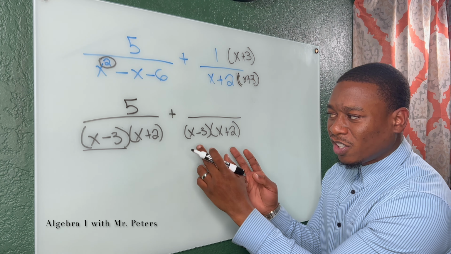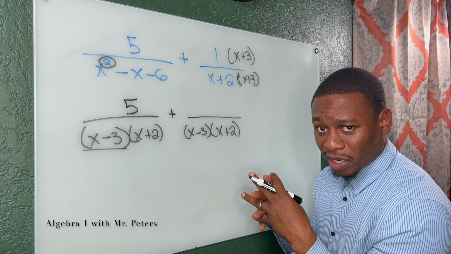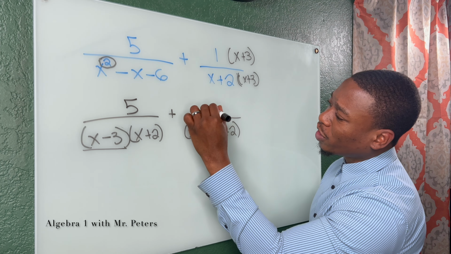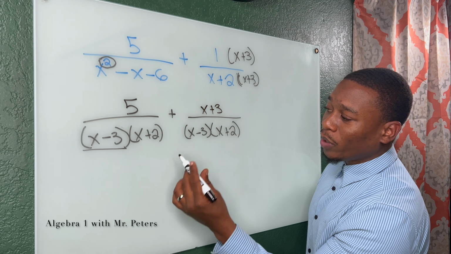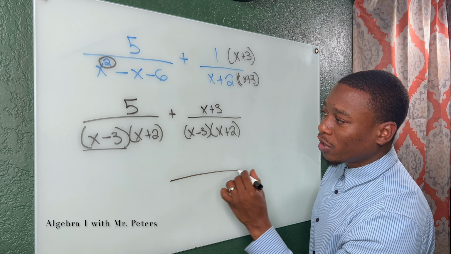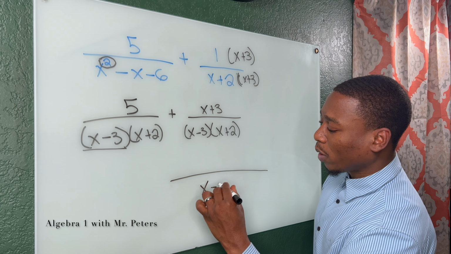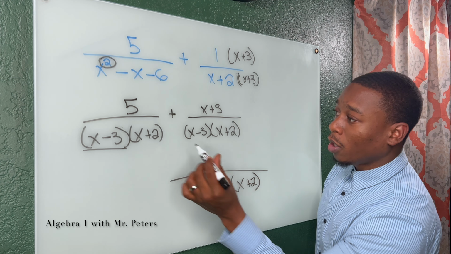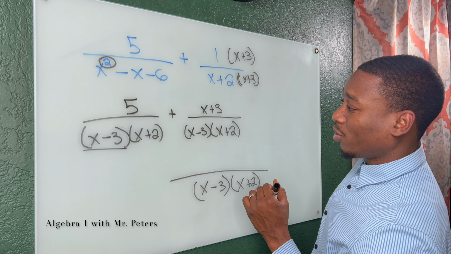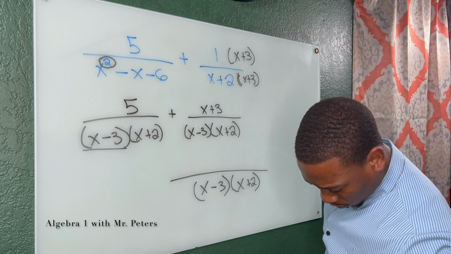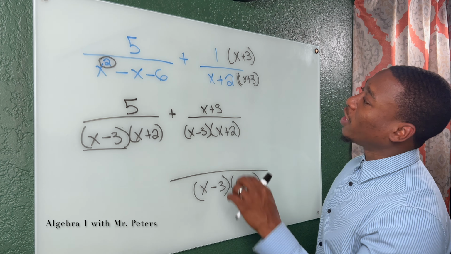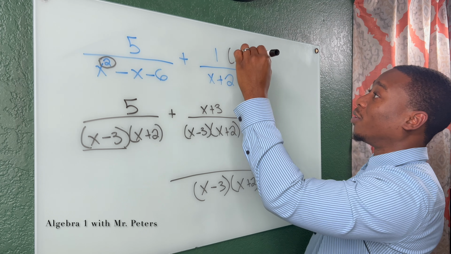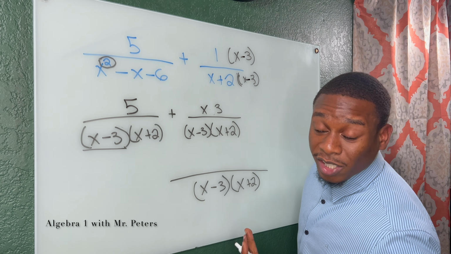On the bottom, it's just going to stay the same. We're not actually going to multiply it. So now we know 1 times x plus 3 is just x plus 3. And now that we have the same denominator, I'm just going to turn it into one fraction. So x minus 3 times x plus 2, 5 plus, let's see, hold up, did I write this problem down right? Oh, that's what it was. It's x minus. I know I made a mistake. We gotta catch ourselves. So this is why you gotta double check too.